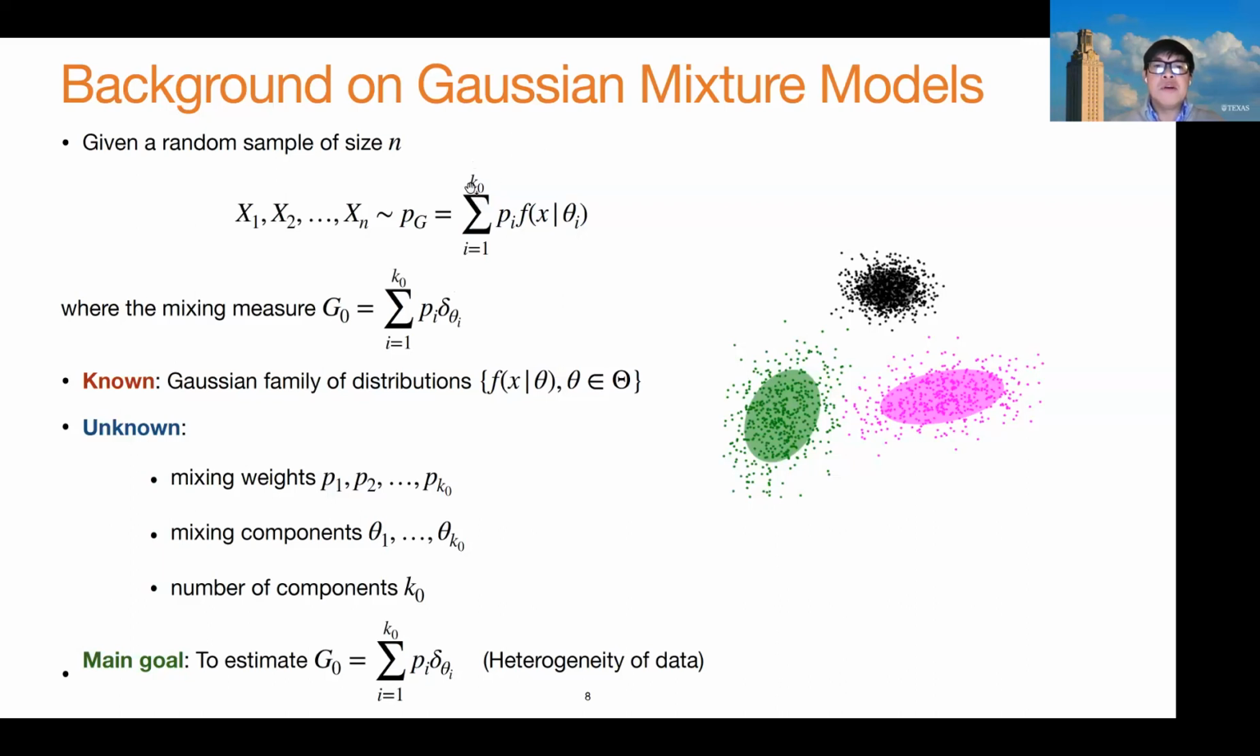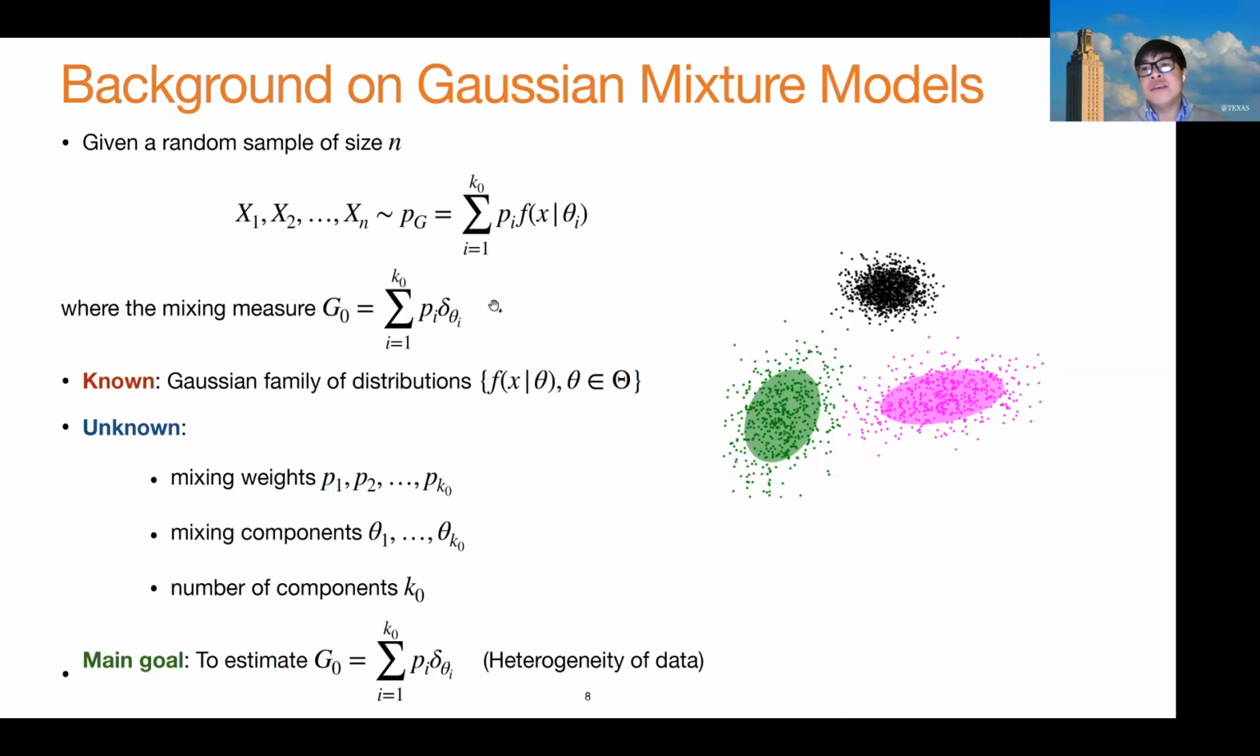And also here, the number of components, K0, is usually unknown. So these mixing weights, mixing components, and the number of components, K0, somehow capture the latent structure of the data. That's why, if you want to understand the heterogeneity of data, we want to understand how to estimate the parameters. Or, in summary, we actually want to estimate a mixing measure, G0, that I actually write over there.